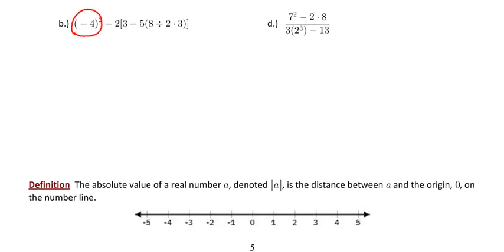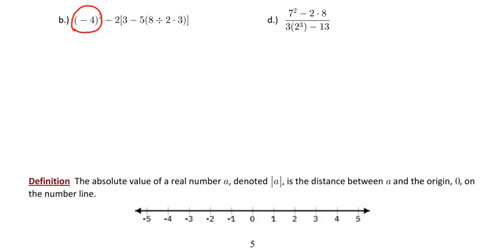Let's try example B. So example B has several grouping symbols, and we want to start with the innermost set first. So I'm not going to execute any of these other operations until I'm finished with the grouping symbols.